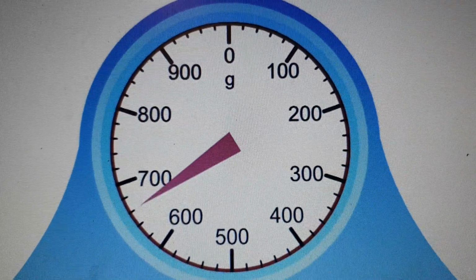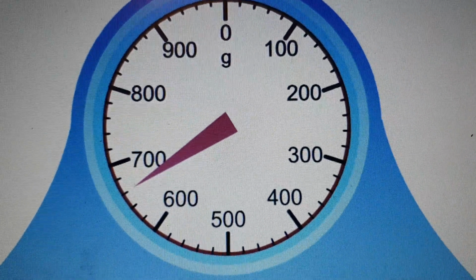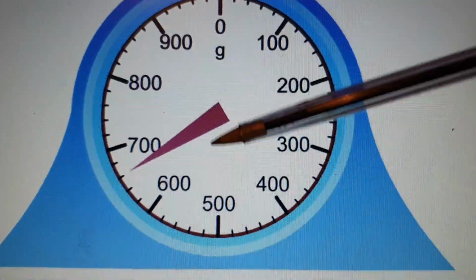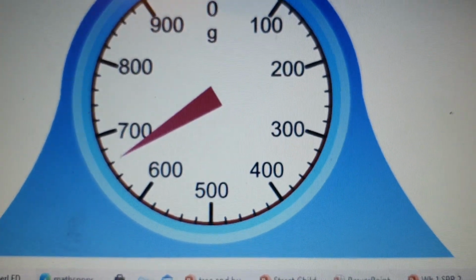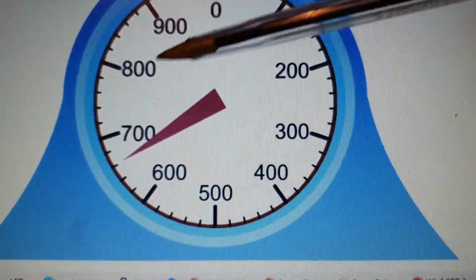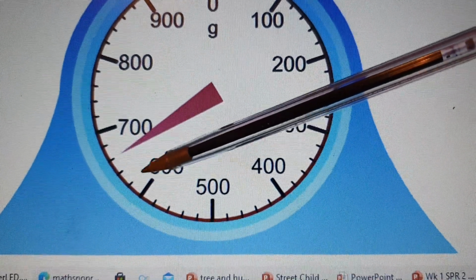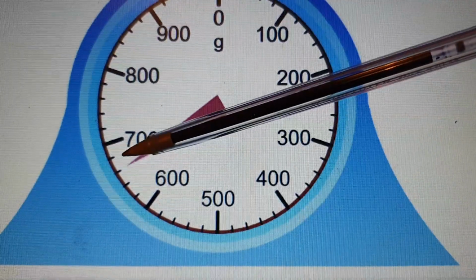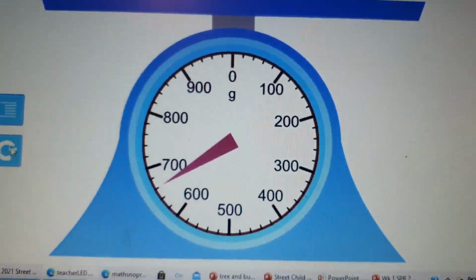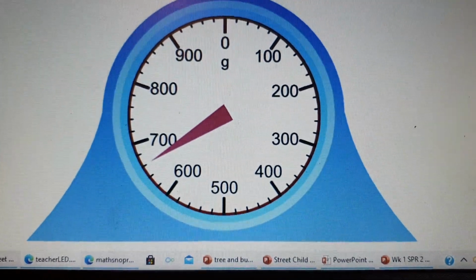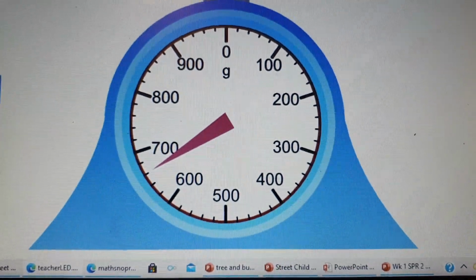So some of these are quite easy. So what would that be? What would that measure be in grams? G for grams. And when it gets to 1,000, it will be 1 kilogram. 620, 640, 660. Okay, so have a go. There are 2 worksheets today, guys, and it is about reading measures from a scale.